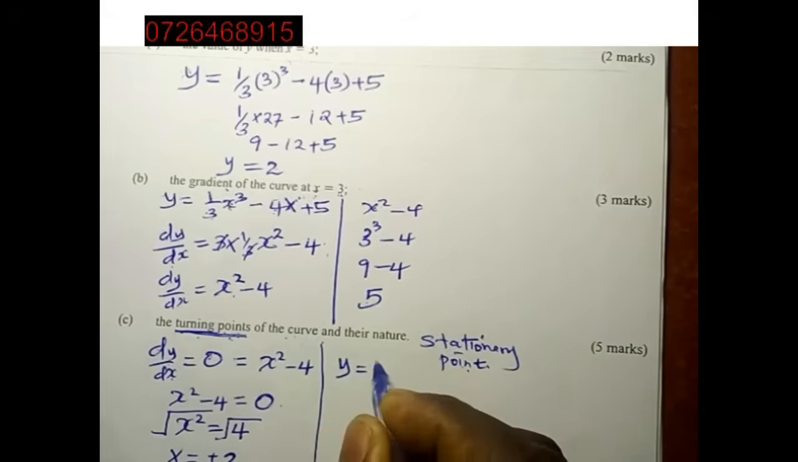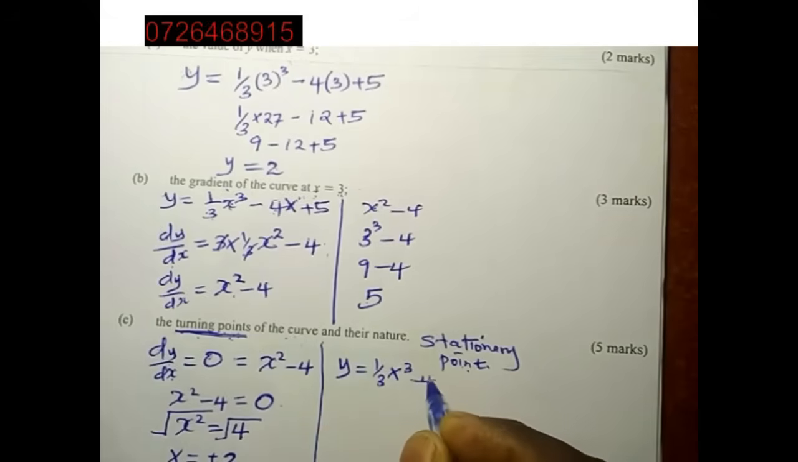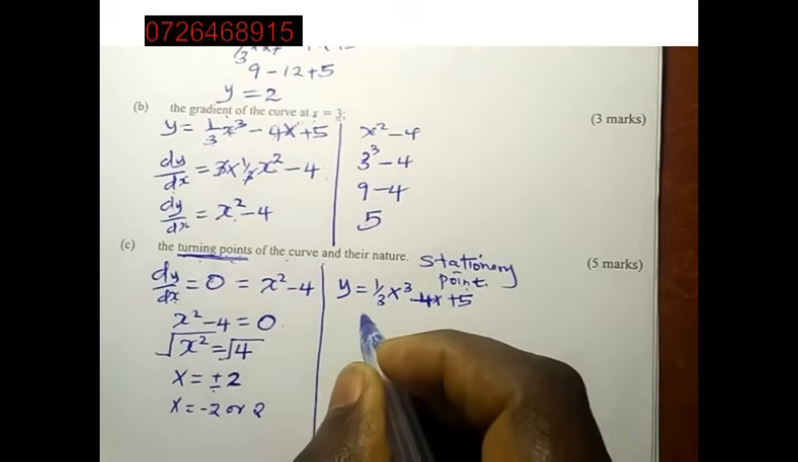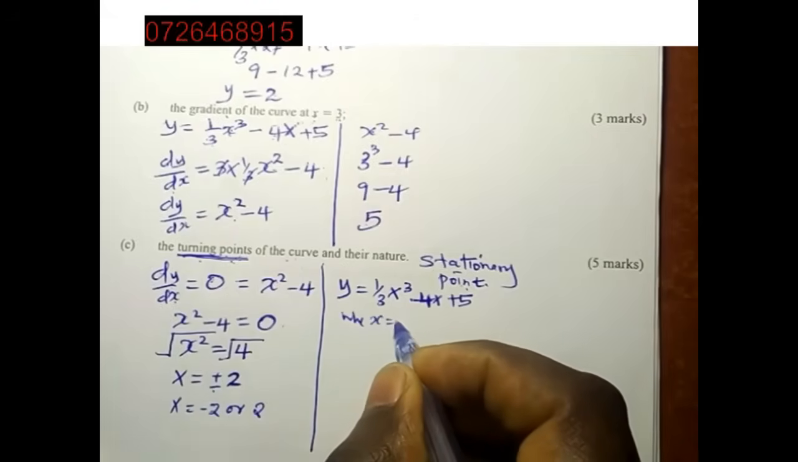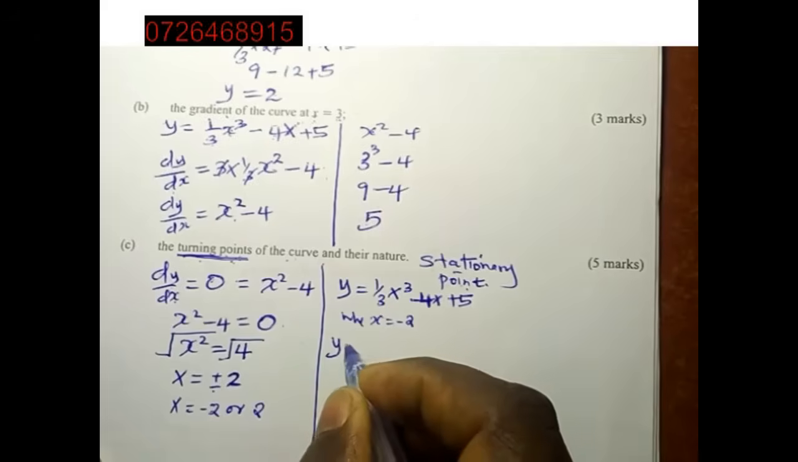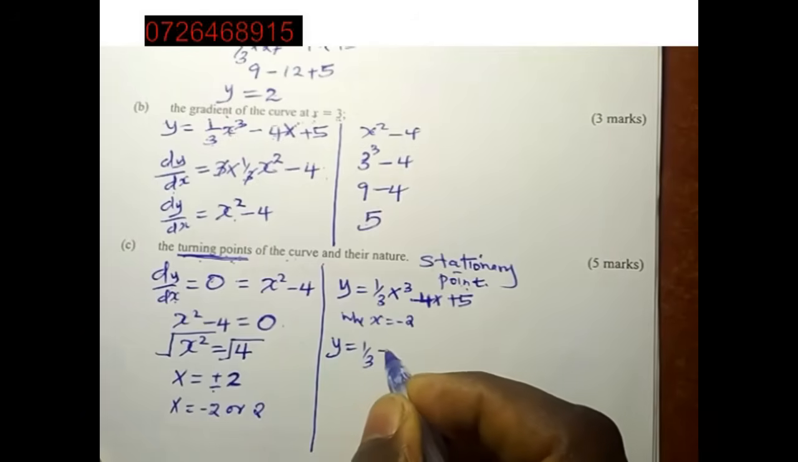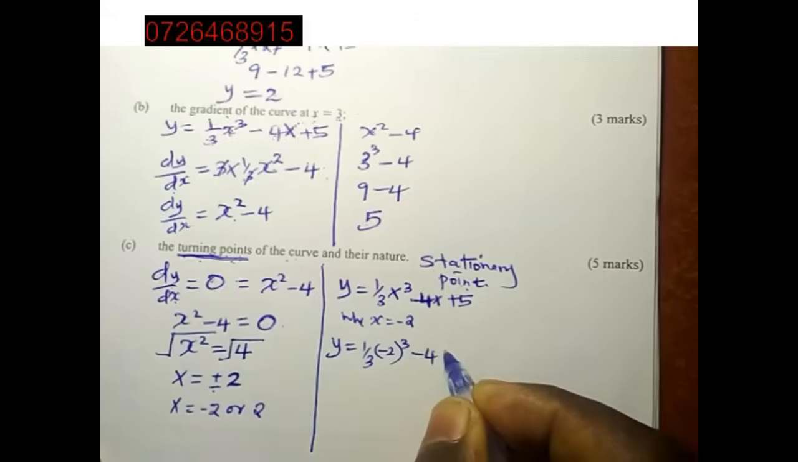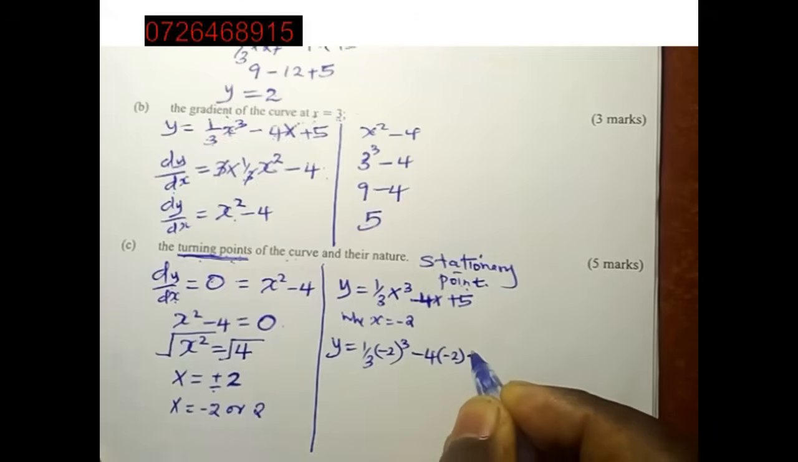Y is equal to 1 over 3 x to power 3 minus 4x plus 5. Substitute now when x is equal to negative 2. What will be the value of y? Y will be 1 over 3 times negative 2 raised to power 3 minus 4 times negative 2 plus 5.